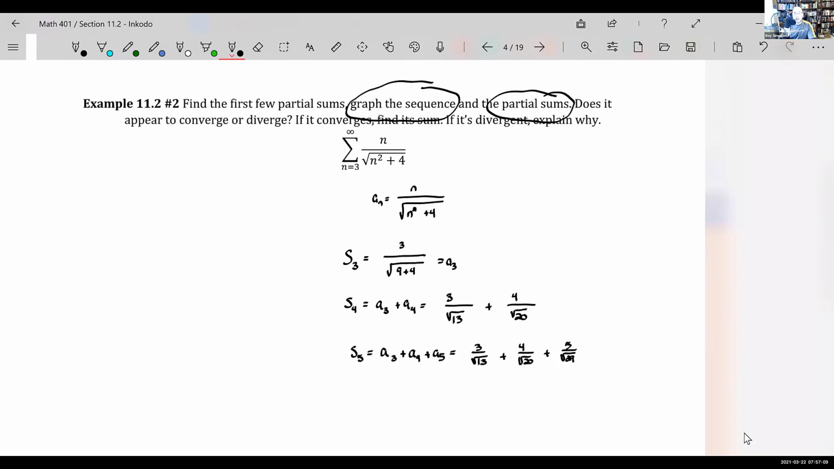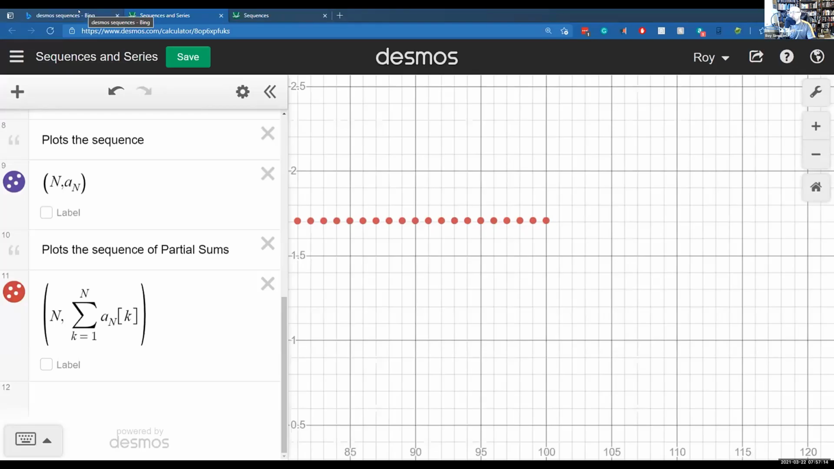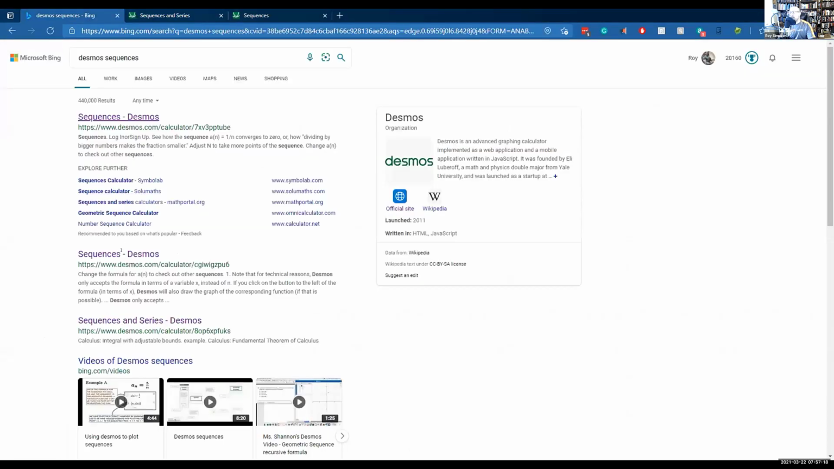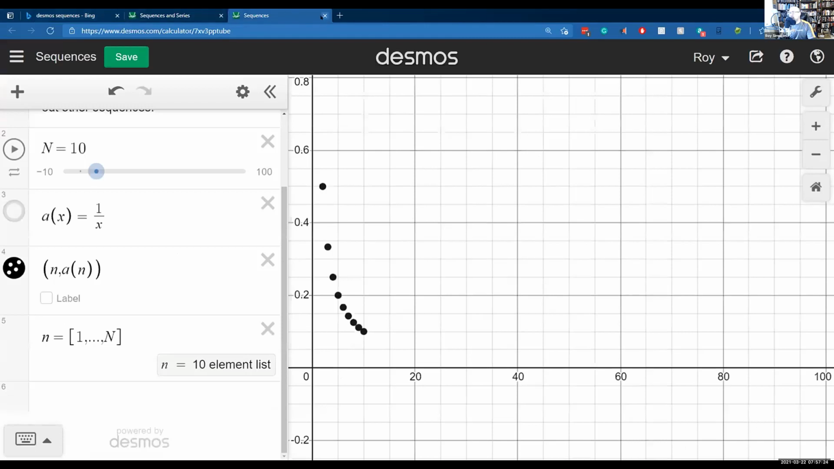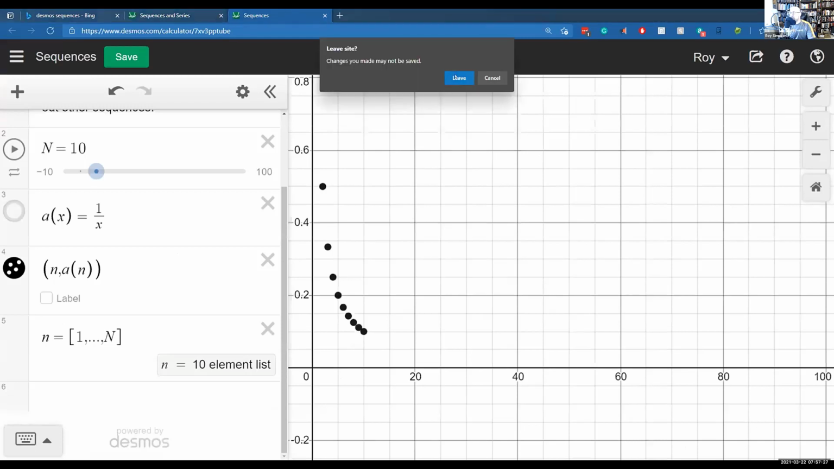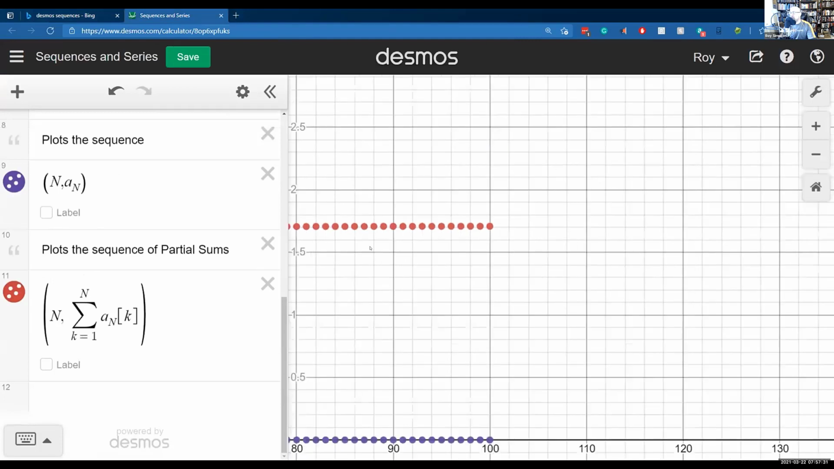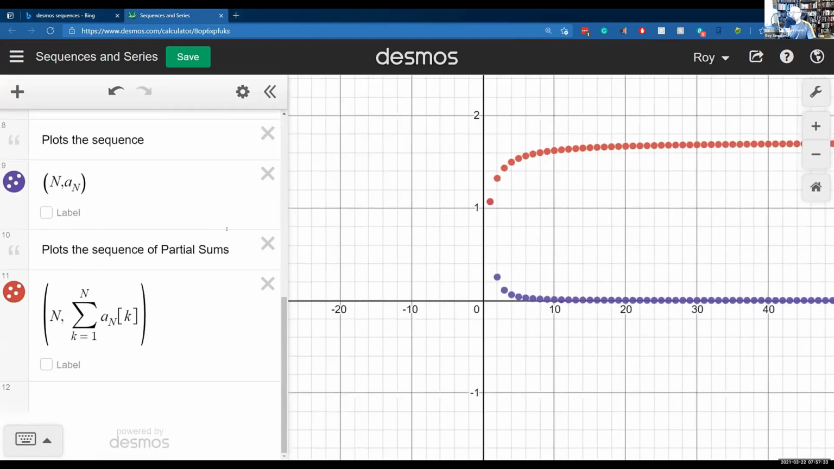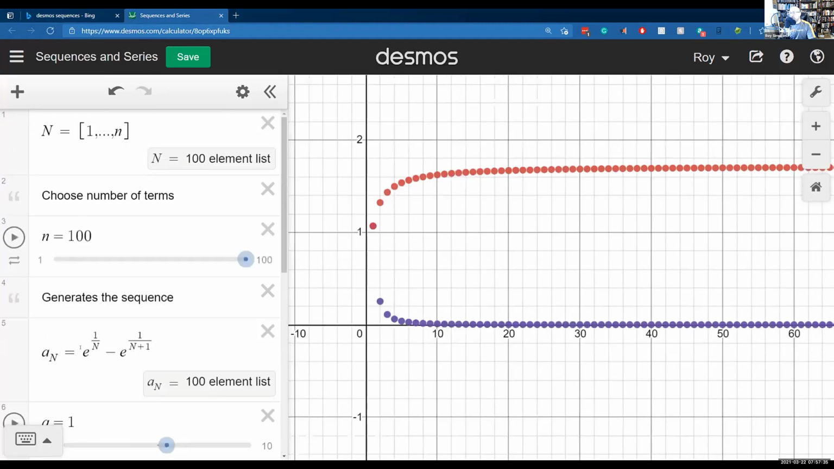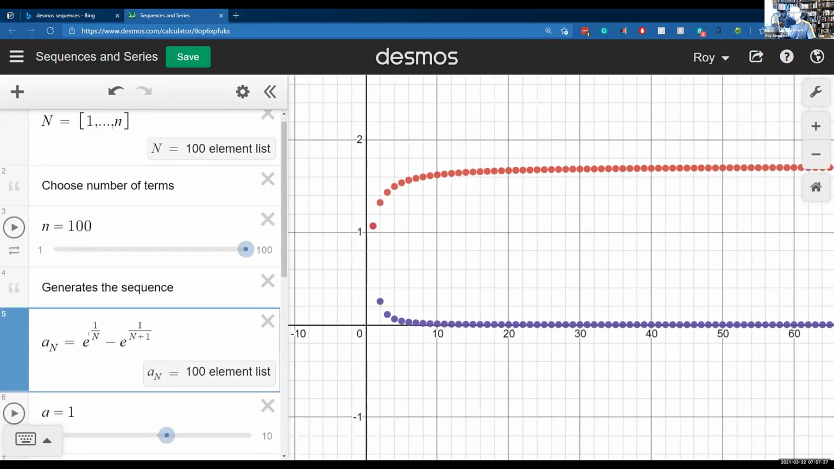And again, when I found this, I just went to whatever search engine you'd want to go to, and I typed in Desmos sequences. And you're looking for sequences and series, so you could have typed that too. But when I did that, I got this guy right here. And all I need to do is just change the sequence statement right there.